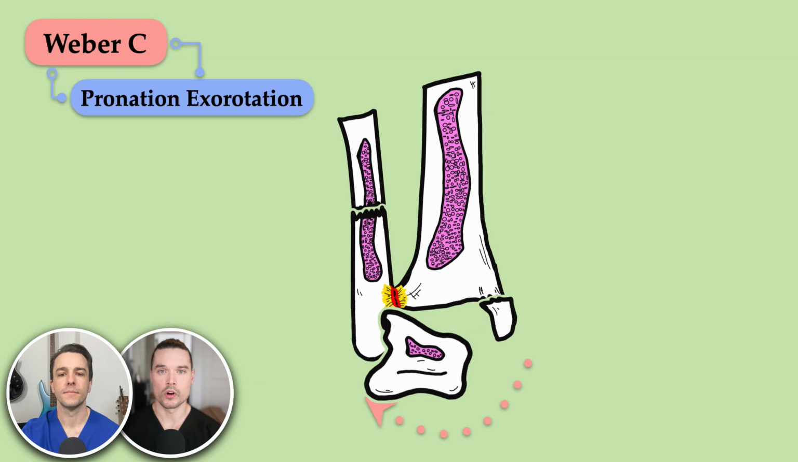So our stage 1 Lauge-Hansen is going to be an avulsion of the medial malleolus. You don't have to have the fracture. That also could just be a deltoid ligament disruption, and then you have medial clear space widening.